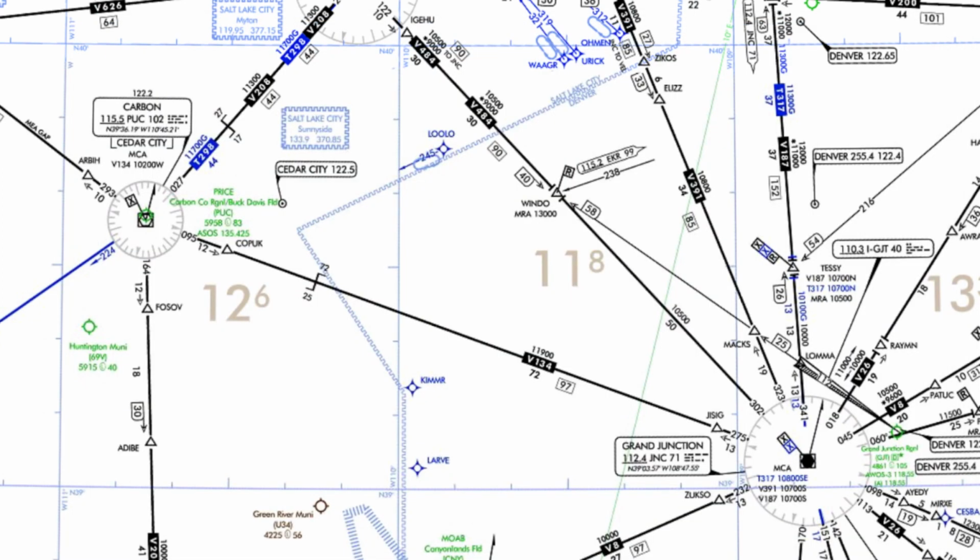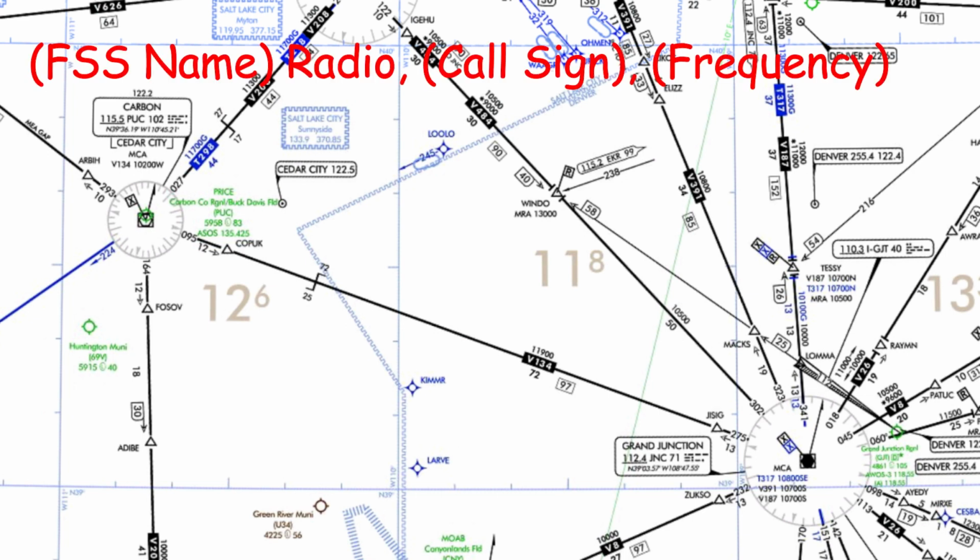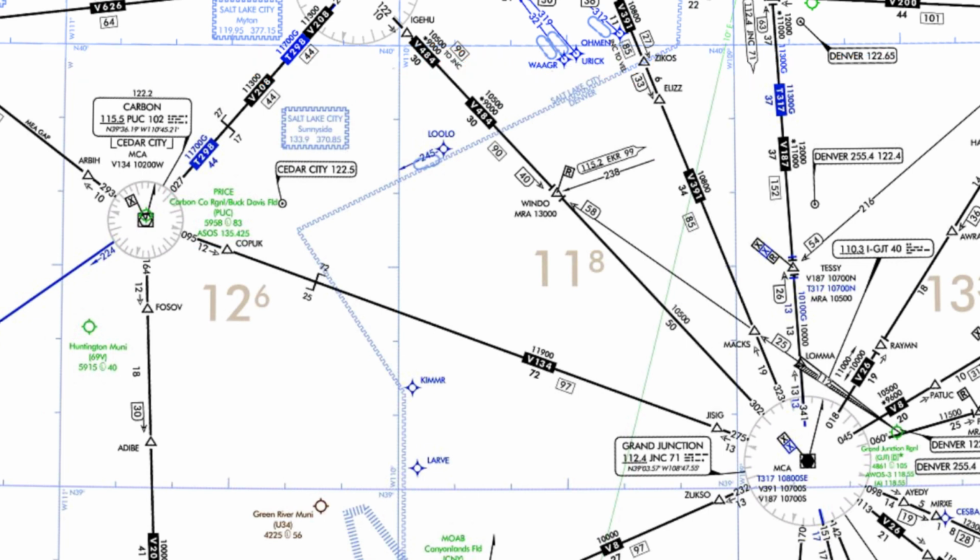To contact a flight service station near Carbon VOR, you can contact the Cedar City Flight Service Station on 122.2, 122.5, or the countrywide UHF frequency of 255.4. There are many service stations located throughout the United States with different facility names and frequencies, so when you contact them, include their name and frequency you are transmitting on. For example, Cedar City Radio, Texan 13 on 122.2. If no answer, climb higher if able for better radio reception or try a different frequency.